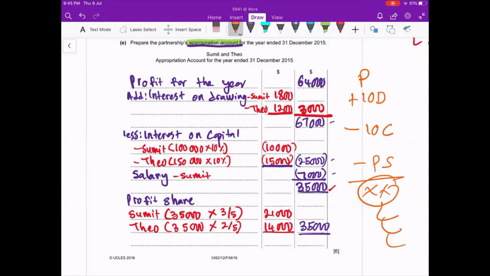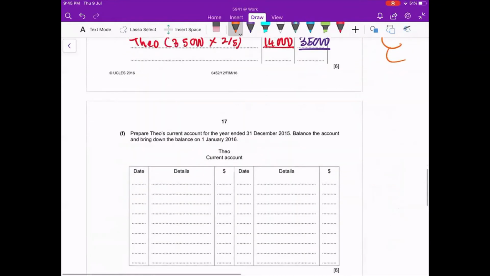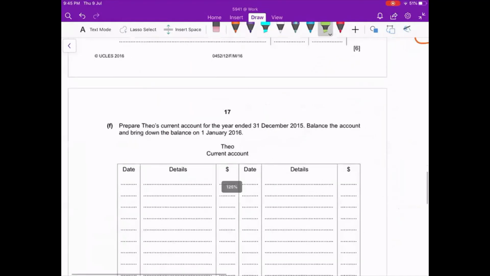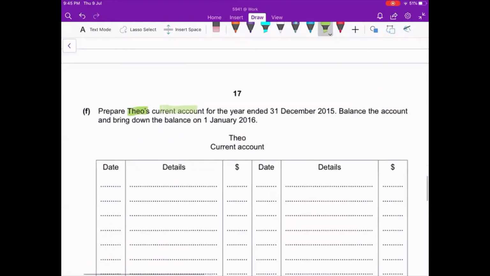Okay, now the question asked me to prepare Theo's current account for the year ended 31st December 2015 and balance up. So the current account is actually equivalent to the capital account. Current and capital account are roughly the same, but we keep the current account separately for the current position.